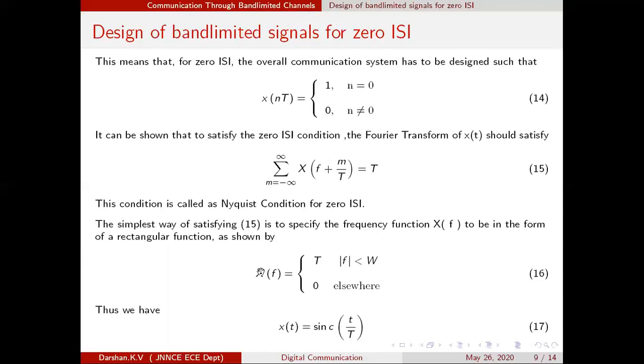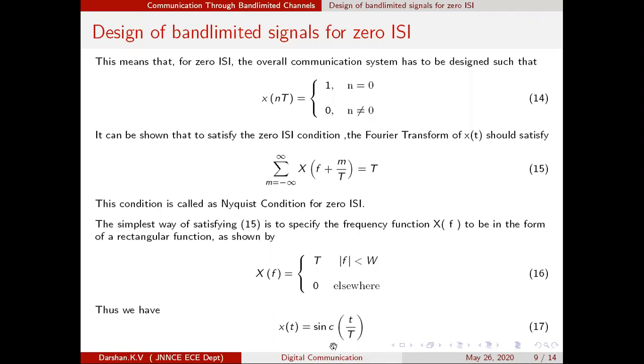So if x of t is equal to sinc of t by T, then what is its Fourier transform? X of f is equal to T, and 0 otherwise. If you just observe equations 16 and 17, I will give the diagrammatic representation of x of t and x of f. If you think about the nature of x of f, it looks like a rectangular function.